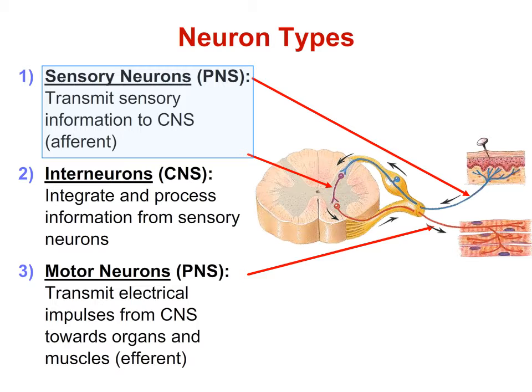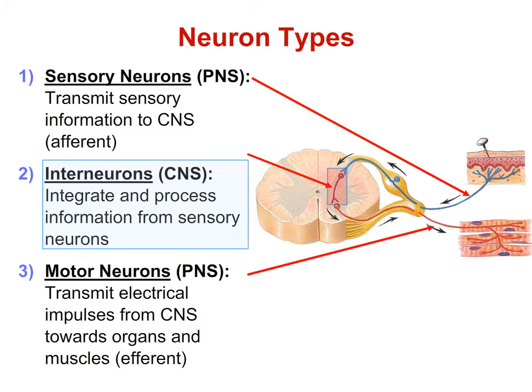And so the sensory neuron here is shown in blue. It's bringing afferent information that is going towards the central nervous system. On the other hand, interneurons are special neurons that are found only within the central nervous system, and their job here is to integrate and process information that's been provided by the sensory division.